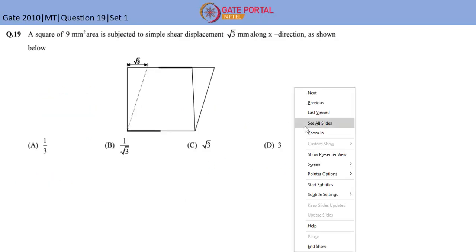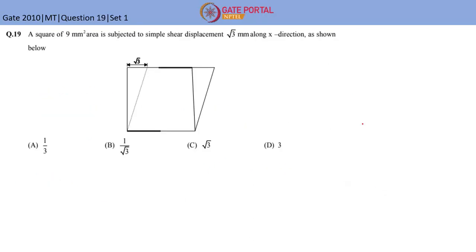So let's take one square. This is a square of area 9 mm square they have given. So area A is 9 mm square. So the side, let's say the side small a, will be root of 9, which is equal to 3 mm. So the side of this square is 3 mm. Now what they have asked is to calculate the shear strain basically.